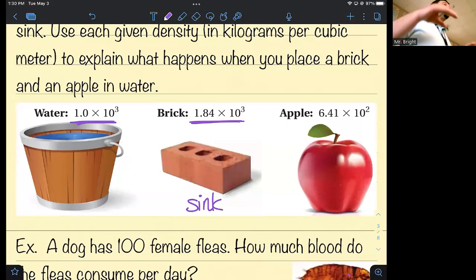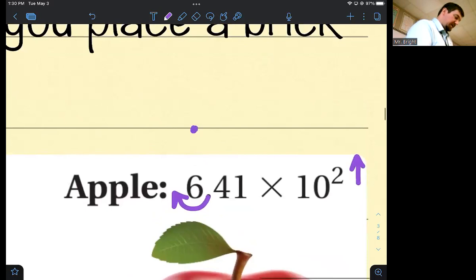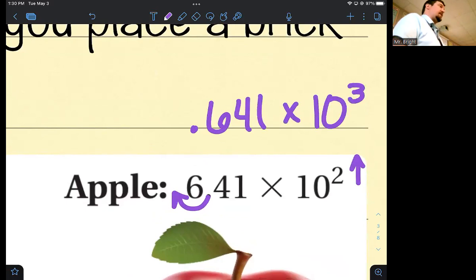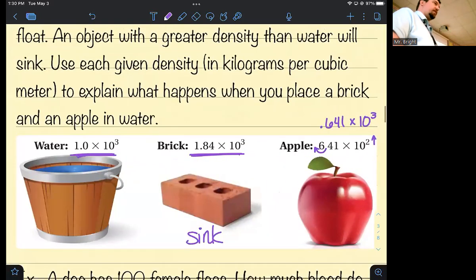The apple looks like it's more dense, but it's times 10 to the power of 2. So if I wanted to increase so it matches and has a power of 3, if you increase the exponent by 1, you've got to decrease the decimal by 1. They work in opposite of each other, okay? So this would be 0.641 times 10 to the third. Now I know that's not in scientific notation, but I'm converting it out of scientific notation so I can compare it to the other ones that are in scientific notation. Which is bigger, 1 or 0.641?